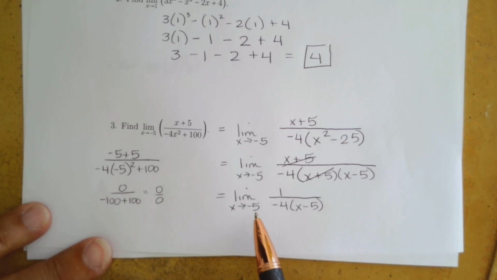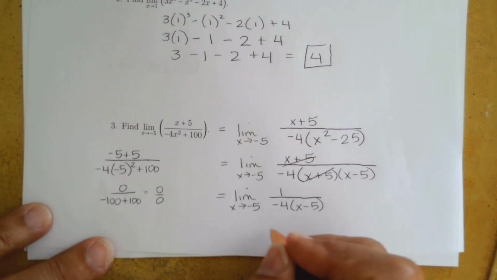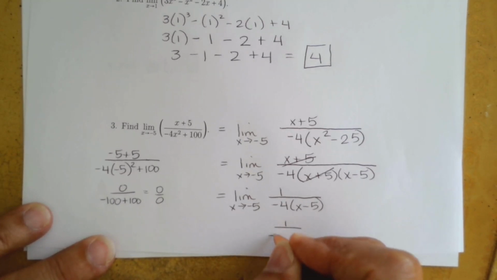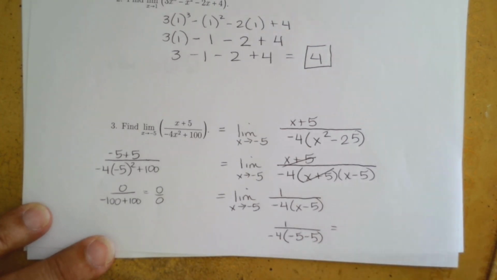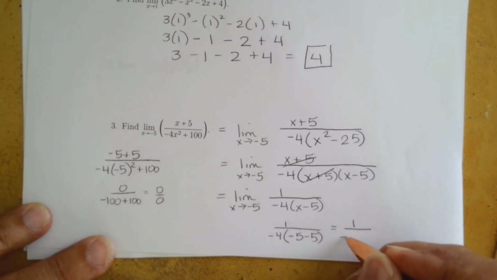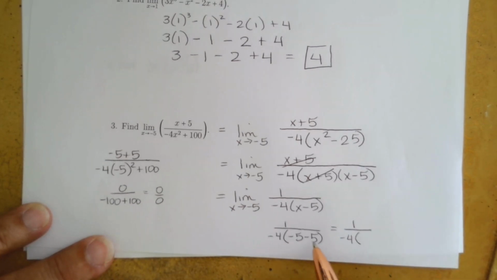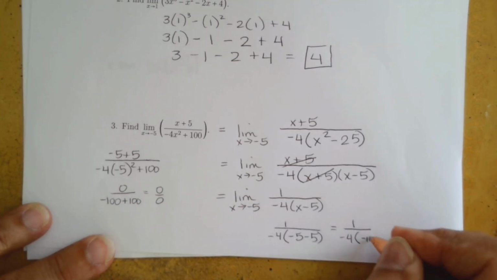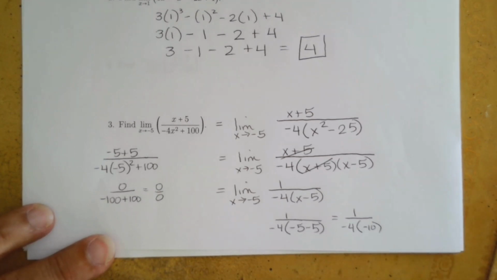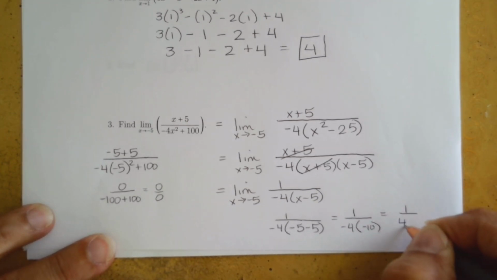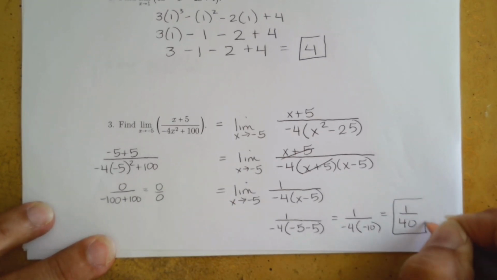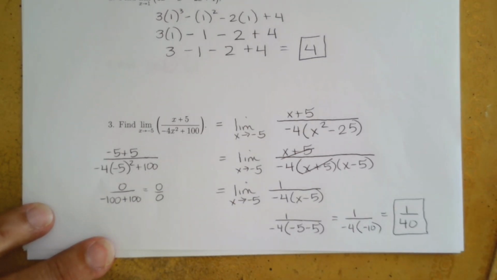So now that I'm plugging in negative 5, I don't need the limit anymore. I'm just evaluating now. So I'm going to do 1 over negative 4, and then x approaches negative 5 for x minus 5. Okay? So 1 over negative 4 times negative 5 minus 5 is negative 10. And negative 4 times negative 10 is a positive 40. So you get 1 over 40, which is a real number. So that is the limit.